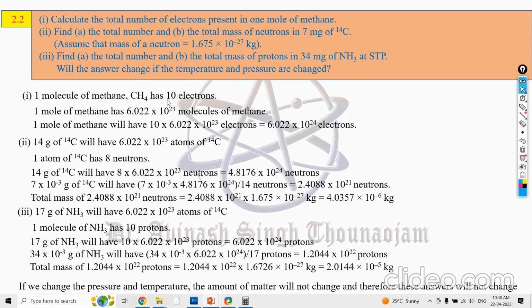The last question is, if we change the pressure and temperature, will the answer change? No, because if you change the pressure and temperature, the amount of matter does not change. So therefore the answers will not change.